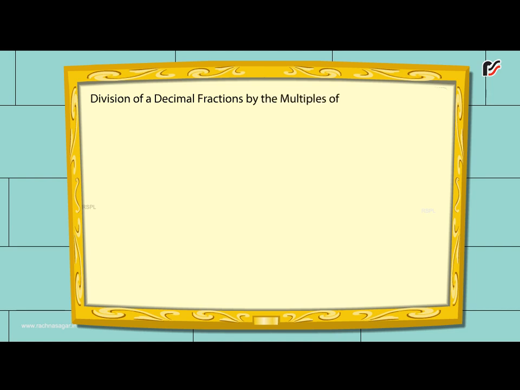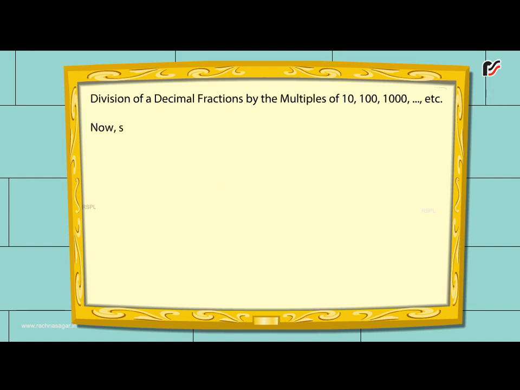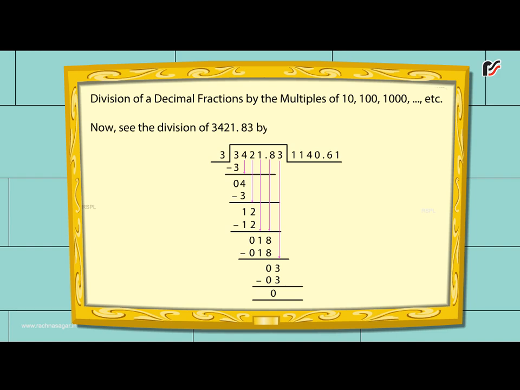Division of decimal fractions by the multiples of 10, 100, 1000, etc. For example, divide 245.1 by 30 in the following manner. Now, see the division of 3421.83 by 3000.